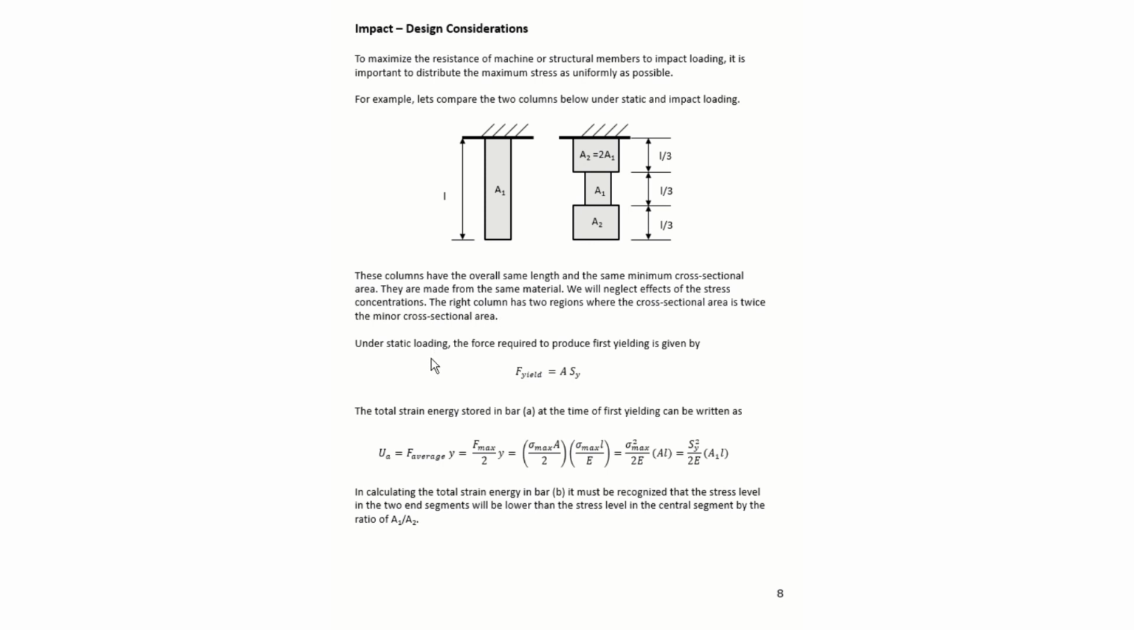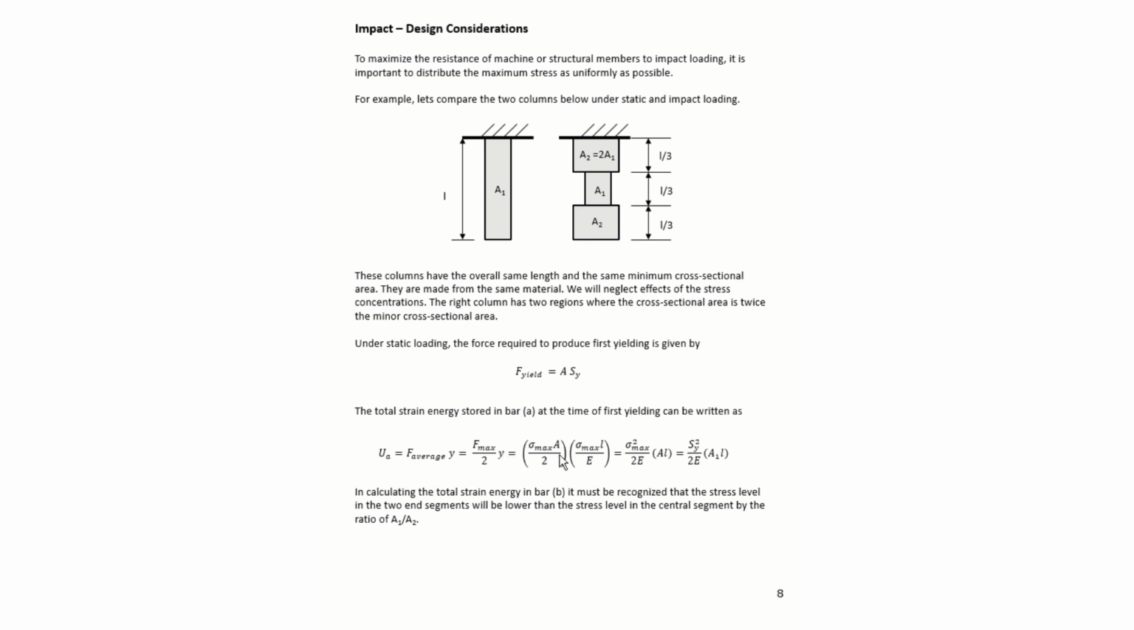Under static loading, so under a steady, slowly applied load, the force required to produce first yielding is given by F yield equals A times Sy. This is just Sy equals F over A, or the stress equals F over A, and we set the stress equal to the yield strength. So this is what you've seen before. Now, the total strain energy in bar A at the time of first yielding can be written as the average force times the deflection. So the average force would be F max over 2 multiplied by the deflection.